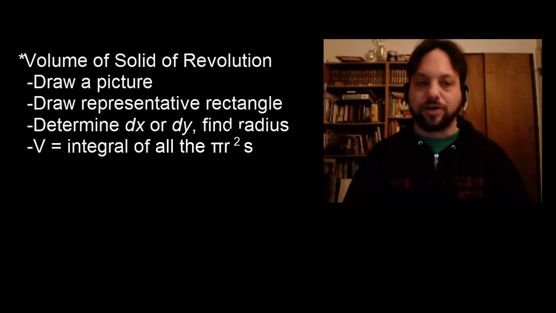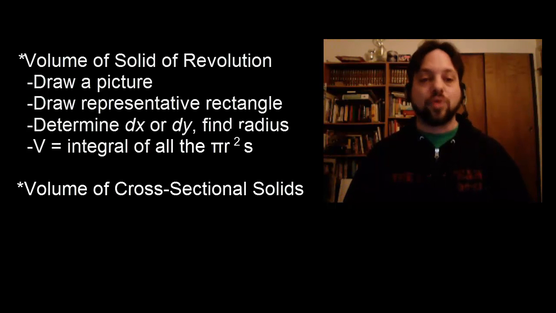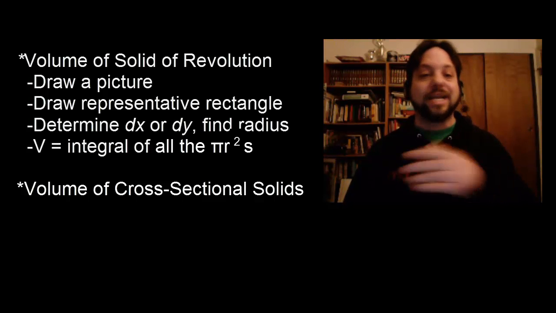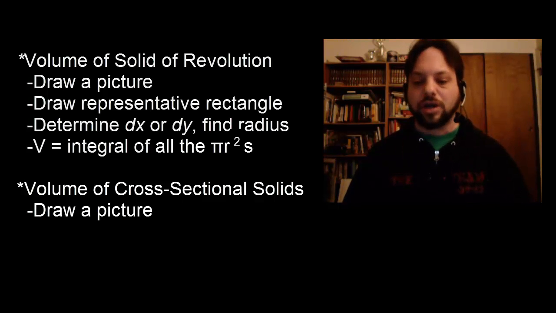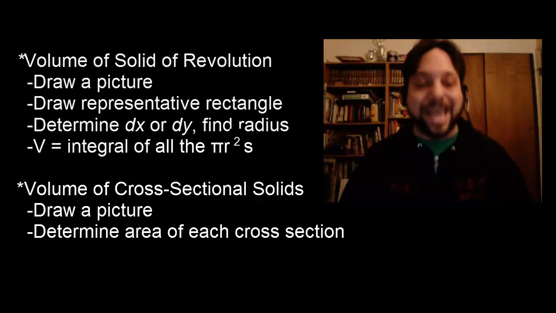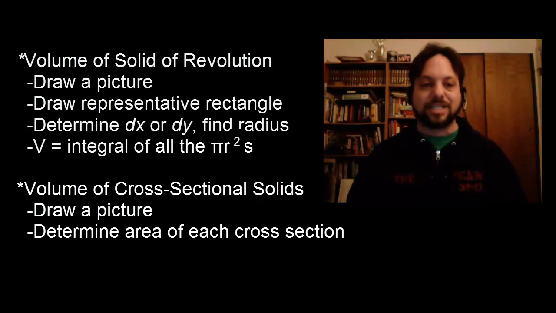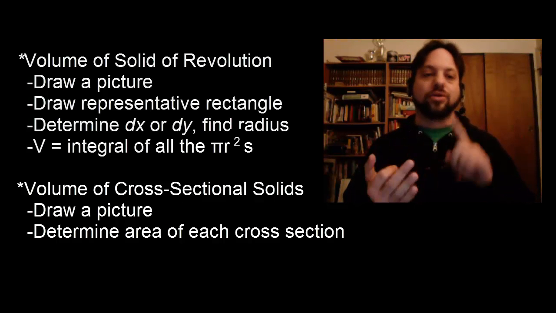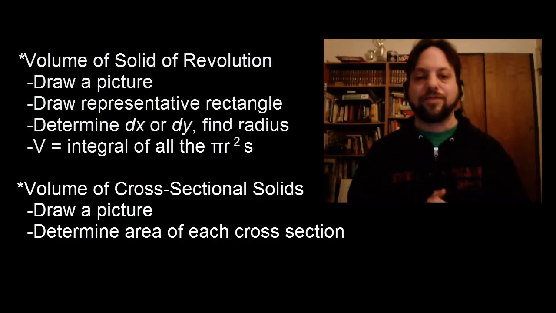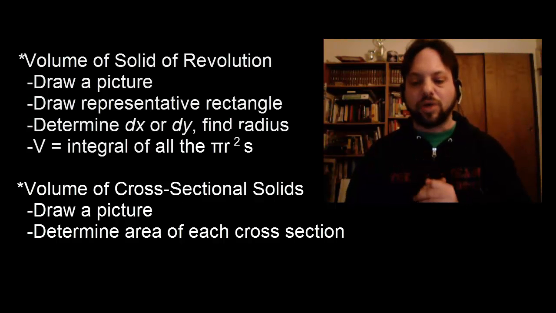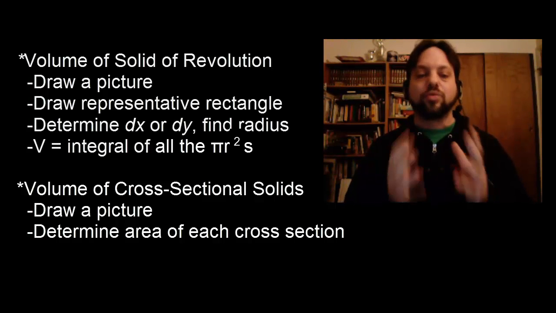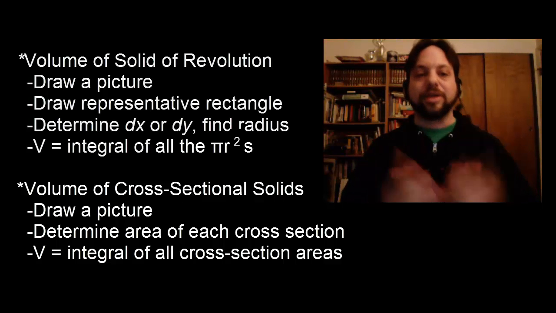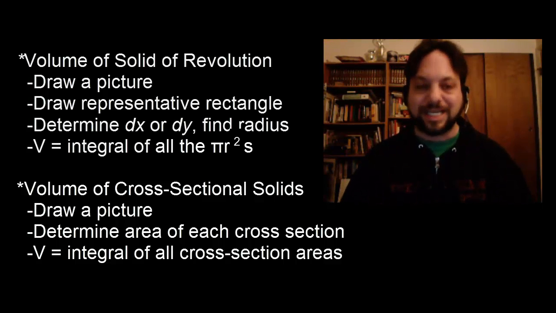There is your volume. We also took a look at cross-sectional solids, in which case the first thing you should do again is try to draw the picture. Once you've done that, determine the area of each cross-section. And we looked at that if they're squares or triangles or semicircles or what have you. Find the area of each cross-section, and then the volume will simply be the integral from beginning to end of the area of each cross-section.